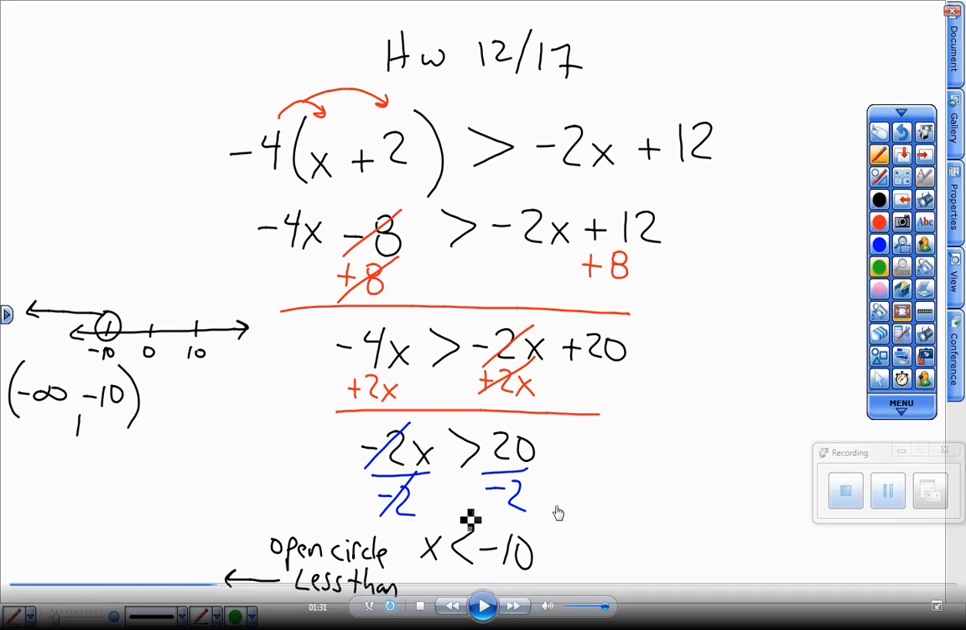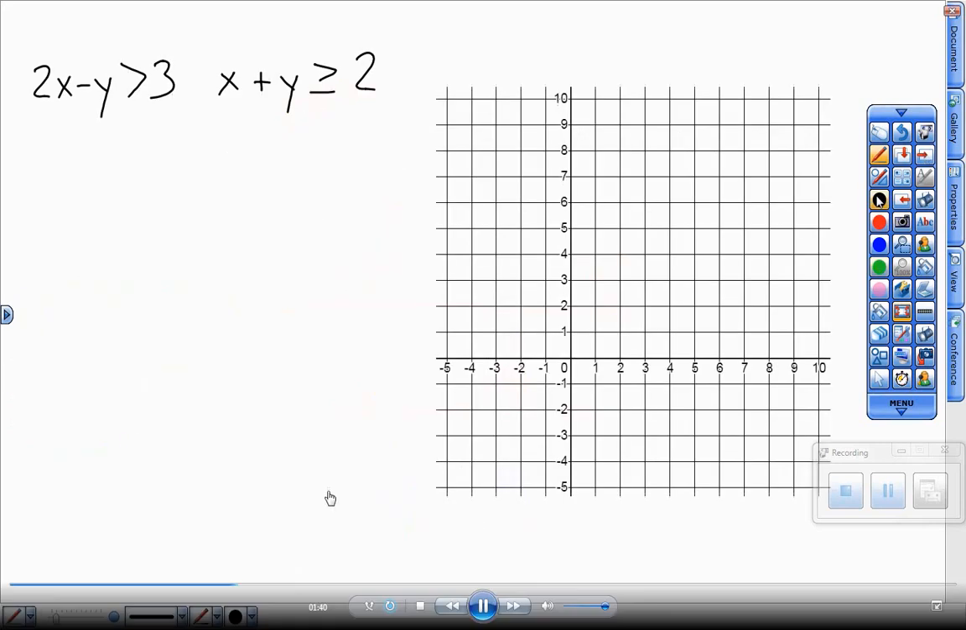First word is blue. Blue. All right, keep going. So that's my answer in set notation, number line answer, interval notation answer. Next one is a graphing one. So to graph, solve these for y first.